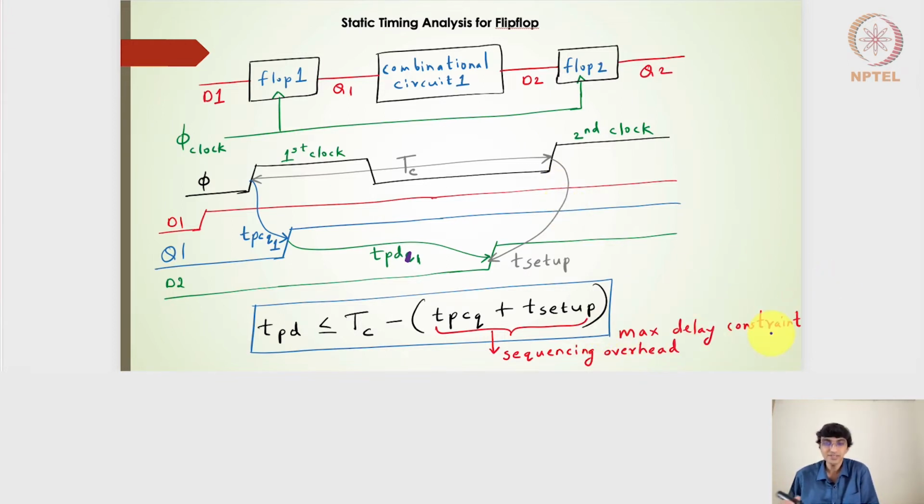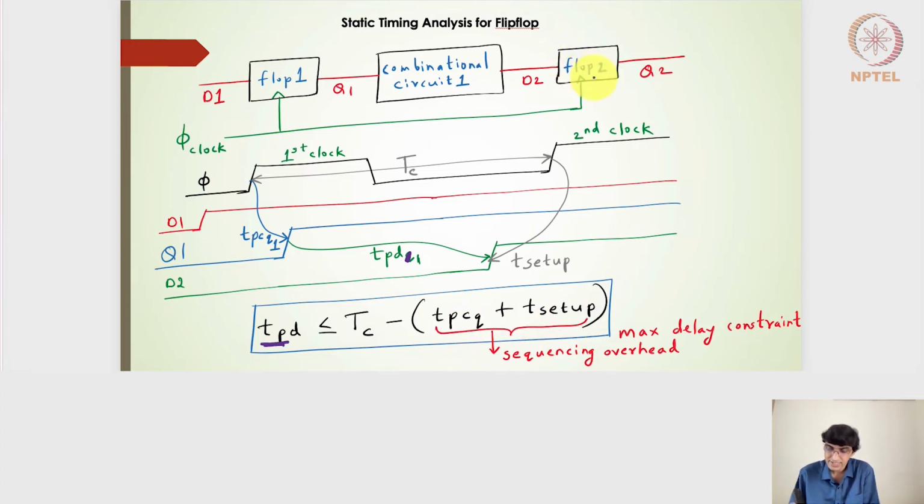So what it really means is that combinatorial circuit design number 1 has to be designed in a way that this TPD value, which is TC minus TPCQ plus T setup, is the maximum propagation delay it has to be designed with. So that is the maximum delay constraint for the combinatorial circuit number 1. TPCQ plus T setup is a characterized parameter which is taken from the standard cell libraries. It is nothing but the sequencing overhead parameter.